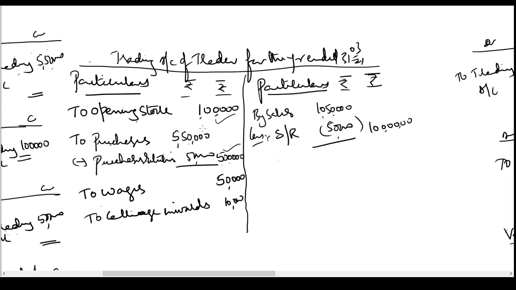I have to reduce it from the expense which have been debited to trading account because the goods have not been sold. So I have to reduce it by crediting the trading account. I'll write by closing stock 2 lakh. What we are saying is, out of all these expenses, goods worth rupees 2 lakh have not been sold.